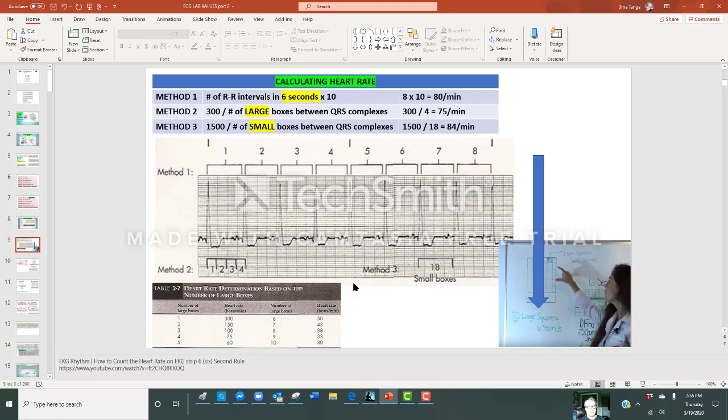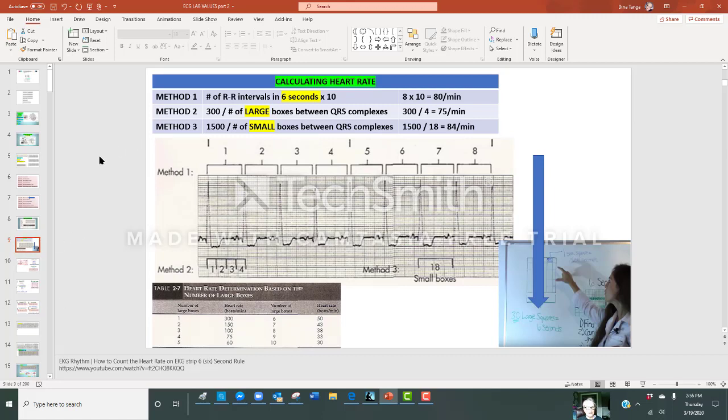Method 1 is number of RR intervals in 6 seconds, and we watched, at the end of part 3, the video of this lady down here telling how to do that in 6 seconds. 30 large squares equals 6 seconds. So you would have to make sure that you have a strip that has at least 30 large squares. And it's also good for determining irregular heartbeat.